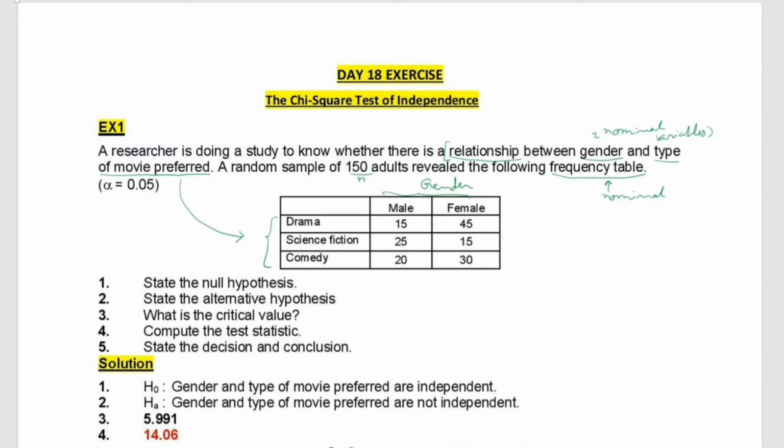So two nominal variables, therefore you choose the chi-square test of independence. And immediately you have to know how to write the null hypothesis and alternate hypothesis. The null hypothesis: the two variables are independent. The alternative: the two variables, gender and type of movie preferred, are not independent, or you can write dependent.